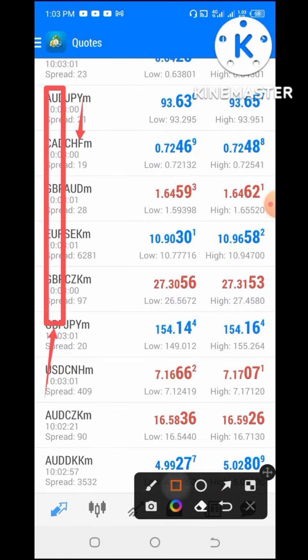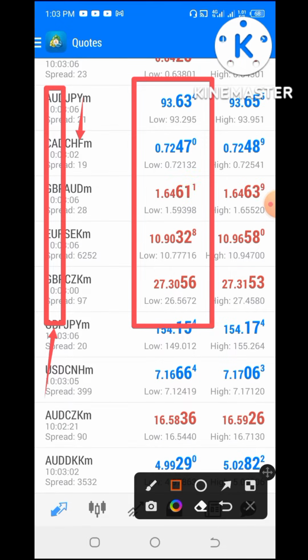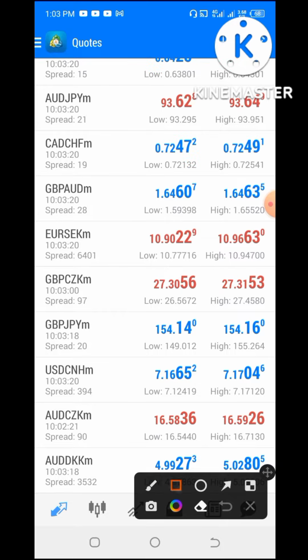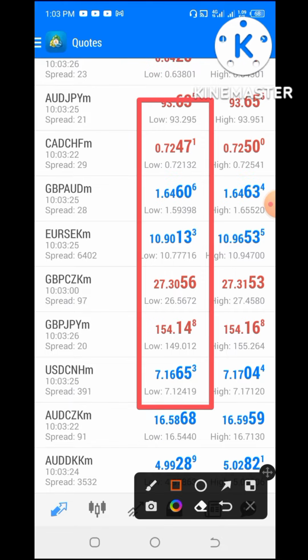Now let's move on. The most important thing I want you to realize is this: what does this mean? These are our bid prices, all that you see in this column that I've marked. Now, what does a bid price mean? Bid price means the amount of one single unit you need to buy the base currency.